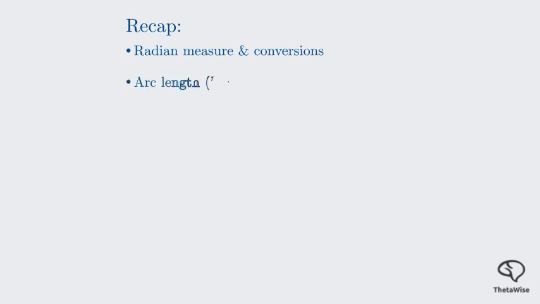That brings us to the end of our exploration of the unit circle and radian measure. We've covered a wide range of essential topics. We started by defining radian measure and converting between radians and degrees. Then we used radians to find the arc length and area of sectors.